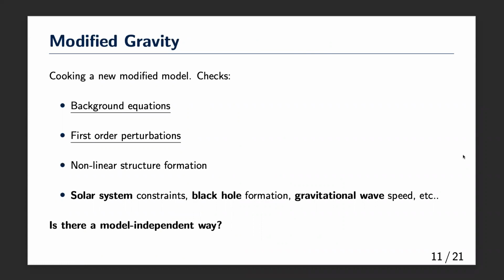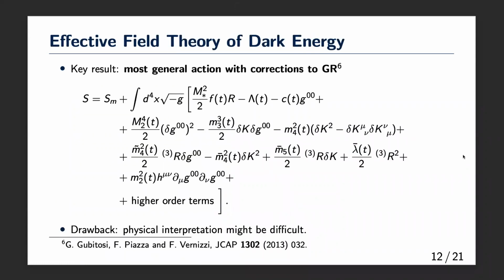One proposal, one alternative, is to use the so-called effective field theory of dark energy. This monster action includes all the possible corrections to GR that we might have if we include one additional scalar degree of freedom to the theory, here up to the second order. All these functions that you see here, which are functions of time, can be mapped to a covariant model like the one of Newtonian gravity, for instance.